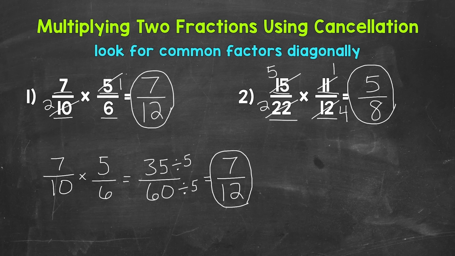Now, did we have to use cancellation? No, we could have gone straight across and done 15 times 11 and then 22 times 12 and then simplified. But the cancellation made it easier and simpler as far as multiplying straight across. So understanding cancellation and how to use it can be helpful when multiplying fractions. There's how to use cancellation when multiplying two fractions. Let's move on to using cancellation when multiplying mixed numbers.